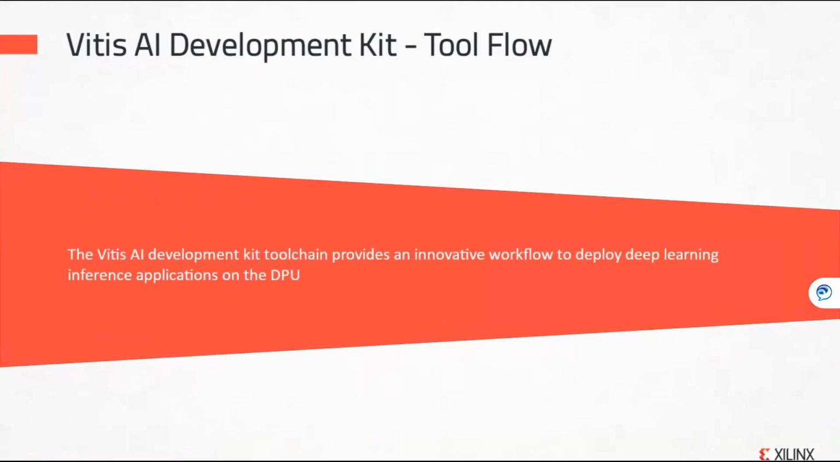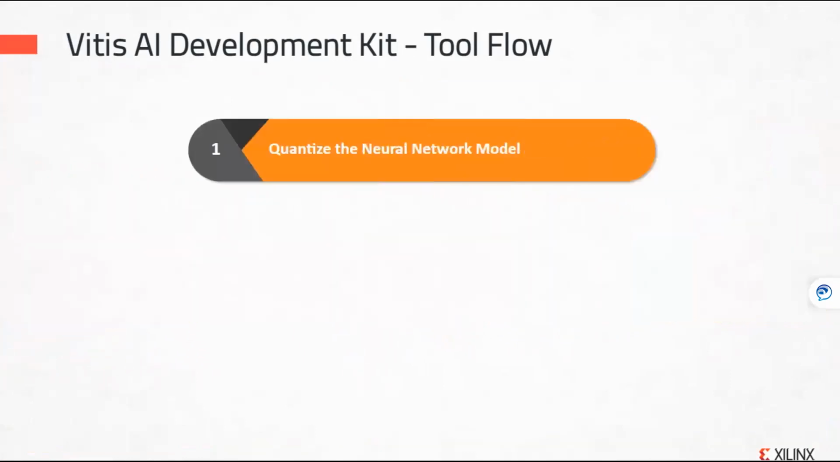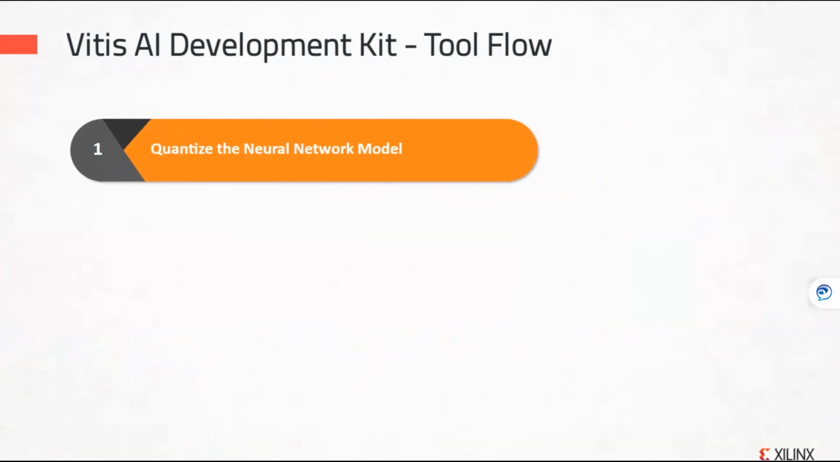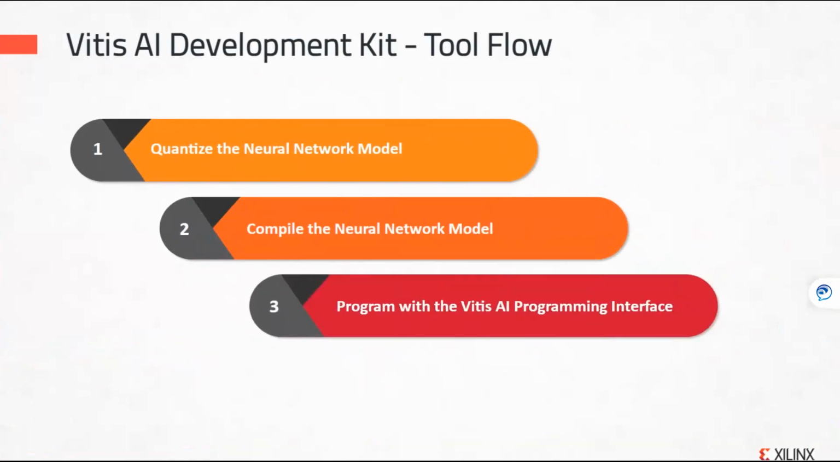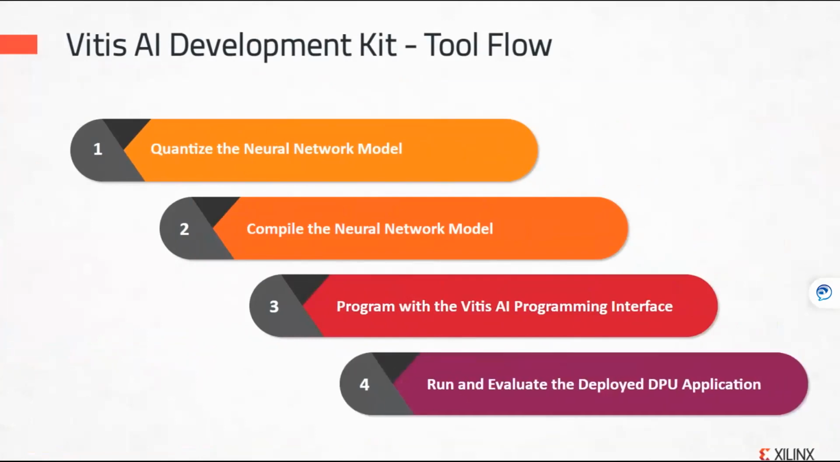The Vitis AI Development Kit toolchain provides an innovative workflow to deploy deep learning inference applications on the DPU with the following 4 steps. 1. Quantize the neural network model. 2. Compile the neural network model. 3. Program with the Vitis AI programming interface. 4. Run and evaluate the deployed DPU application. Click each step to learn.